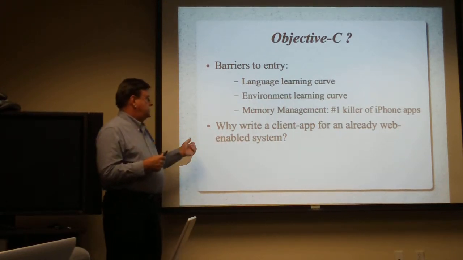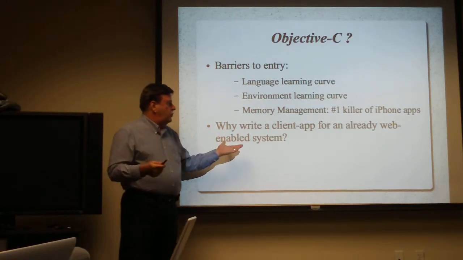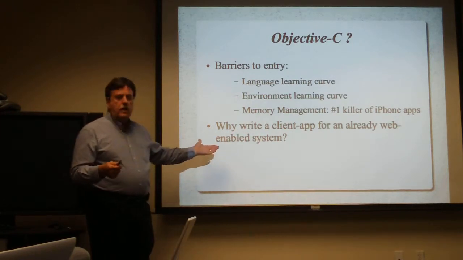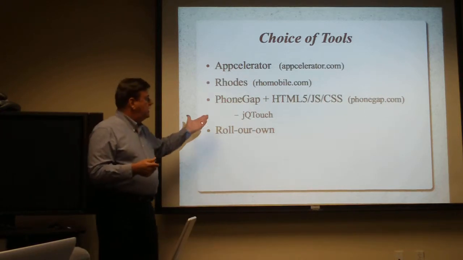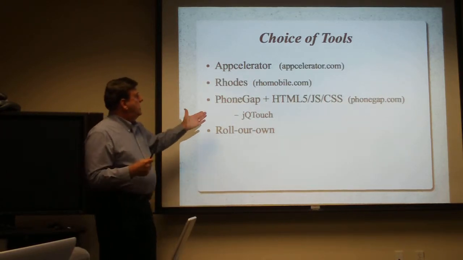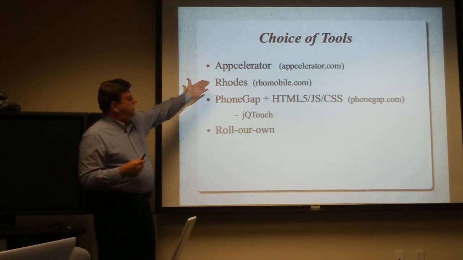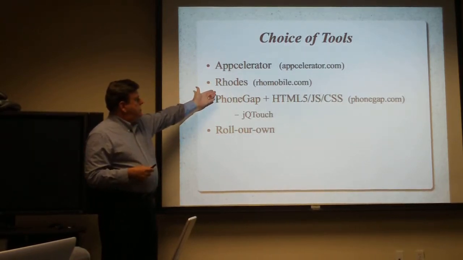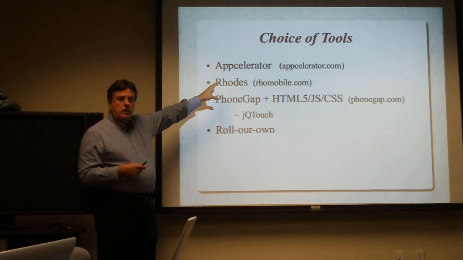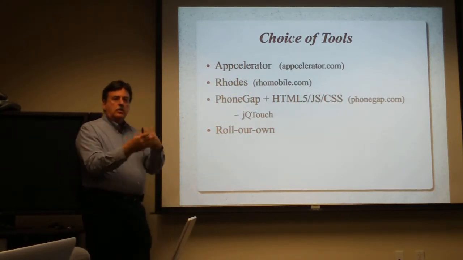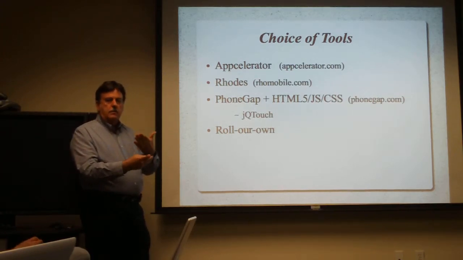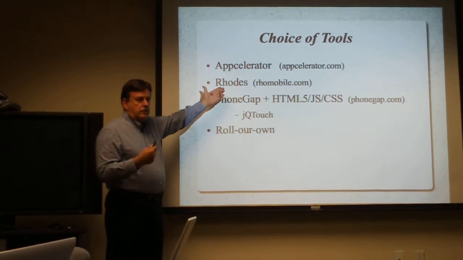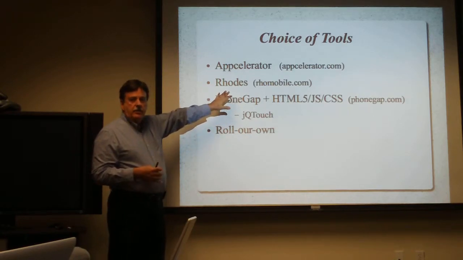Another thing we said was, well, why are we writing a client app for what is already a web-enabled site? So along come alternatives, and one of them, Accelerator, is a very good product. I think you mentioned some recent news about them. Rhodes is another. These are like frameworks that lay into the phone, and then you can do your HTML, JavaScript, CSS on top of them. Rhodes is actually Ruby-based. It might be interesting to you, but it doesn't seem like it's getting a lot of traction.